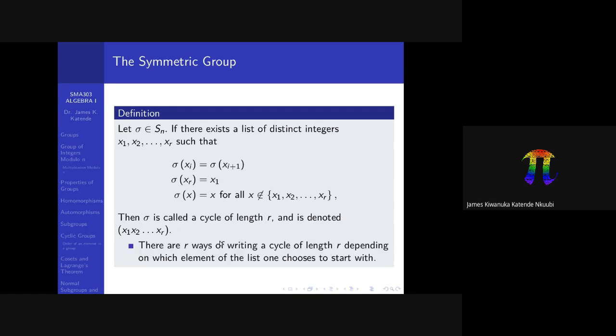So the cycle can be written in several ways. You can start at any point. For instance, I could start at x2, and that means x1 will have to move to the end. It will still be the same cycle. If I start at xr, then xr moves to the beginning. So xr goes to x1, x1 goes to x2, and at the end, we'll have xr minus 1 going back to xr. So you can start at any of these r elements, and that means there are r ways of writing a cycle of length r, depending on which element of the list you choose to start with. Any of them is correct, but most of the time we prefer to start with the smallest number in the list. Any questions on this? We shall do an example shortly.